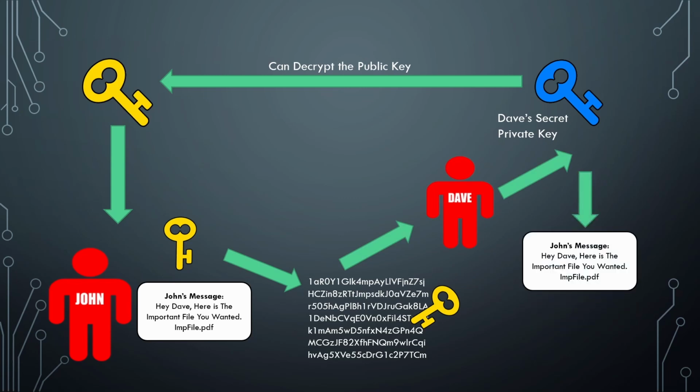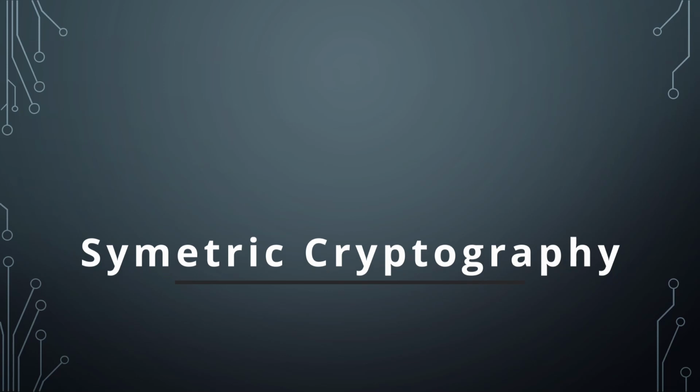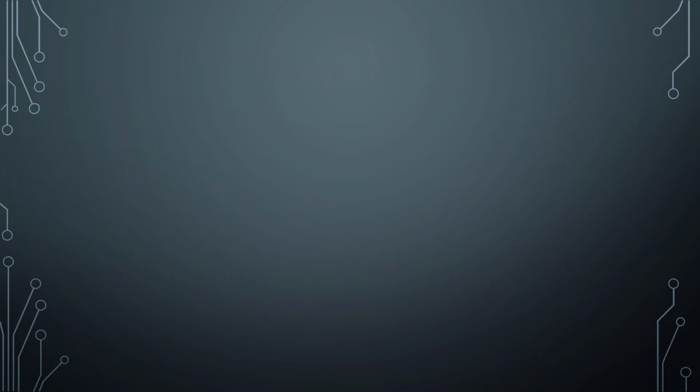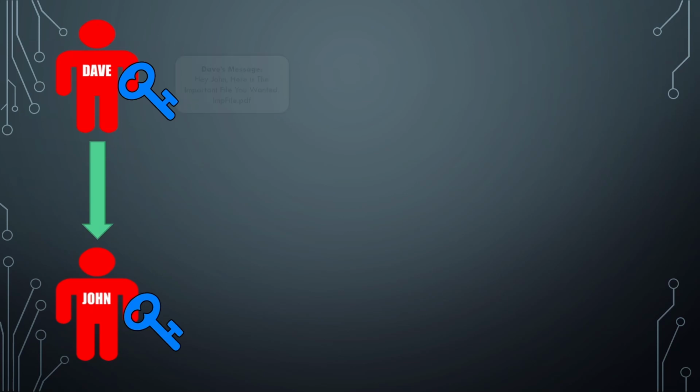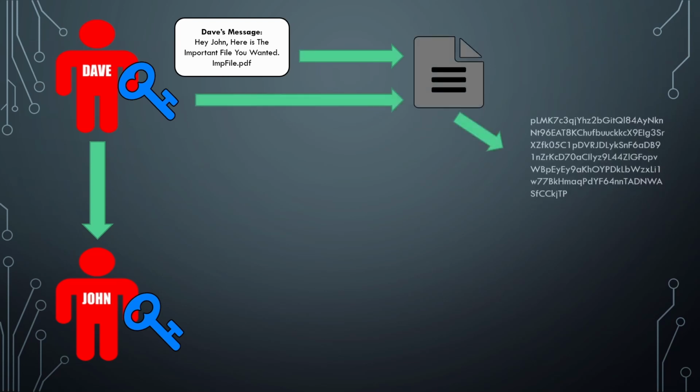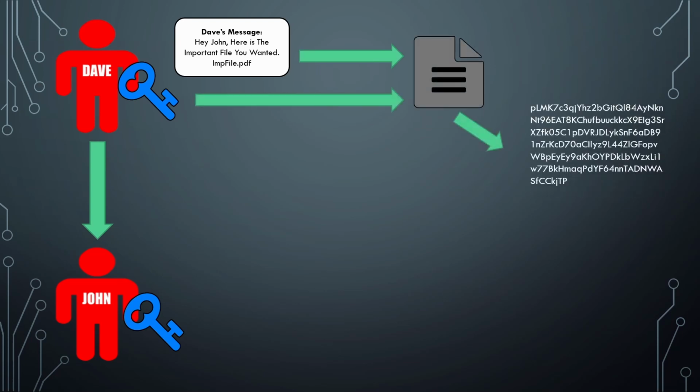Now we covered the first method. Let us jump into the second method. Let us say this time Dave wants to use symmetric cryptography to send his message to John. Dave creates a key which he will share with John. Next, Dave will use his message and the secret key as input to the encryption algorithm, which will generate the ciphertext, which is the encrypted form of the message.